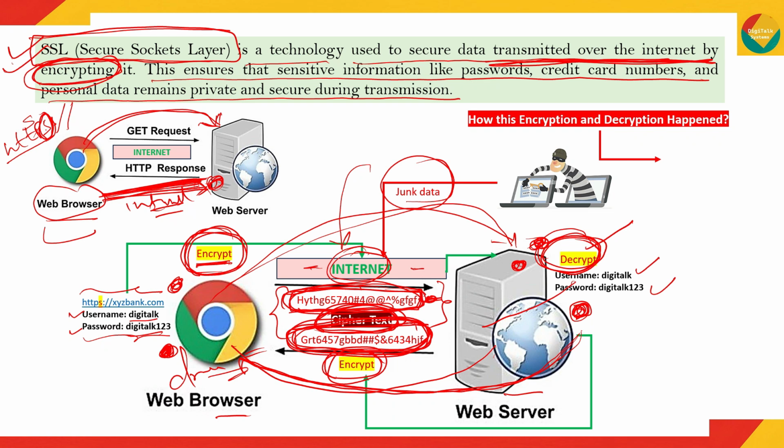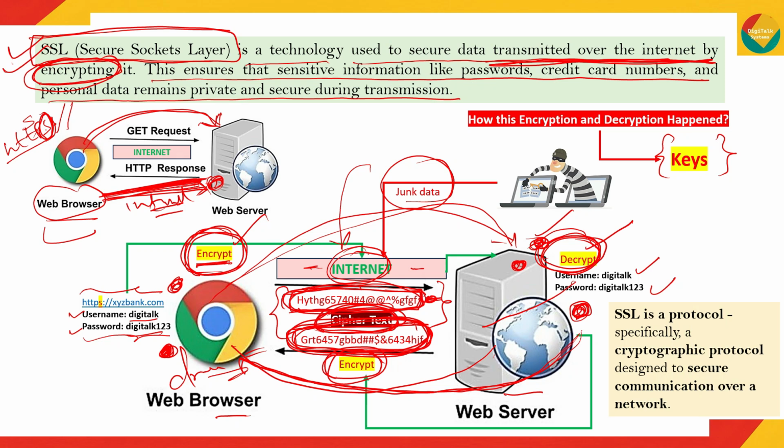So how does this encryption and decryption happen, and what actually does this practically? So these are the keys, right? What we have seen in the introduction session, we have four types of keys: public keys, private keys, symmetric keys, and asymmetric keys. So these keys participate in the encryption and decryption of data over the public internet, right? So SSL is a protocol, specifically a cryptographic protocol. SSL is also called a cryptographic protocol because we are using it for the encryption of data over the public internet, which is designed to secure communication over a network, right?